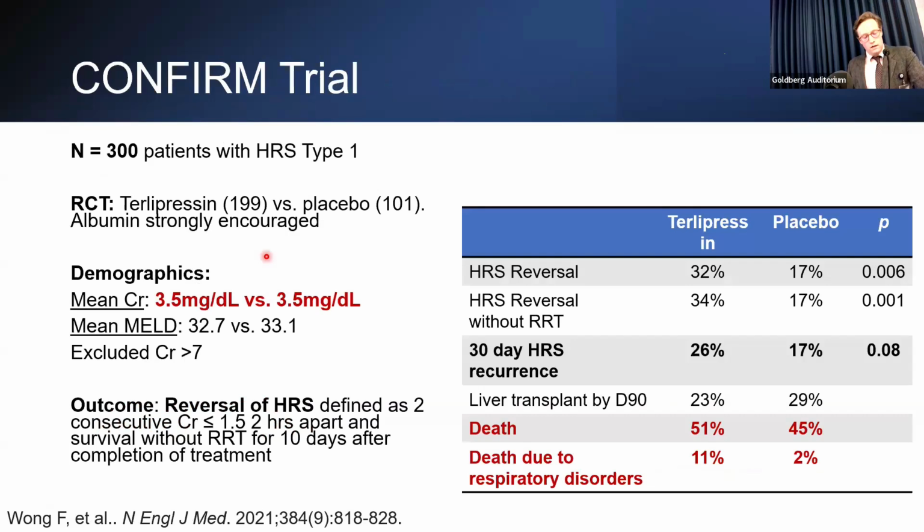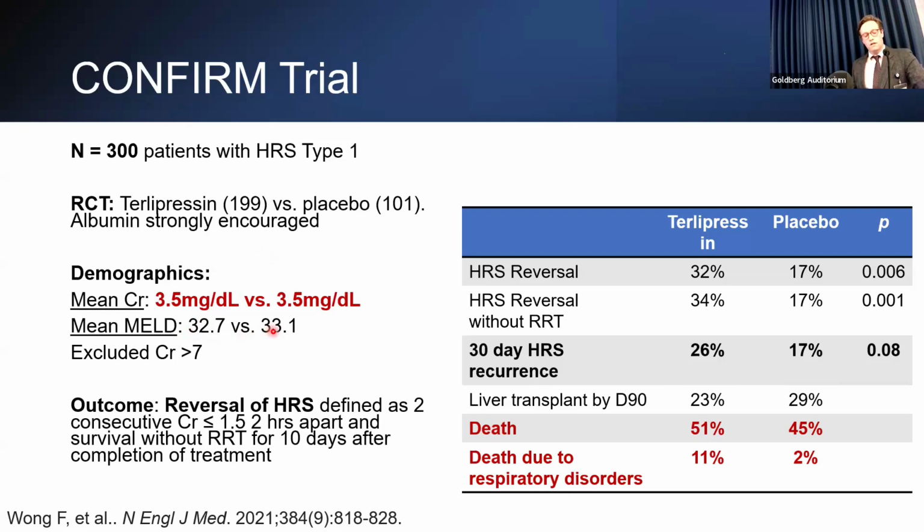The confirmed trial that was recently published in 2021 had 300 patients. It had a mean creatinine of 3.5 in both arms, which again, I would still say is pretty far down the path for the patients that we are getting consulted on with AKI and cirrhosis. They excluded patients with creatinines greater than 7. They both had very sick liver patients based on their MELDs.